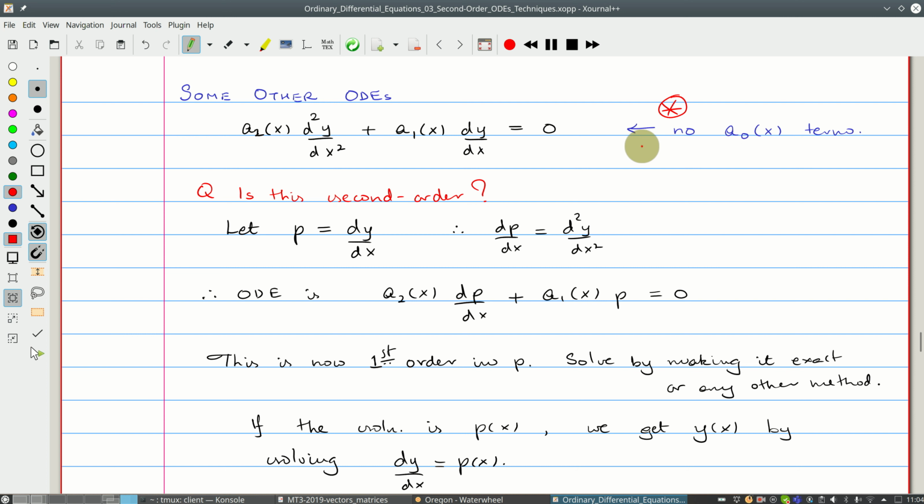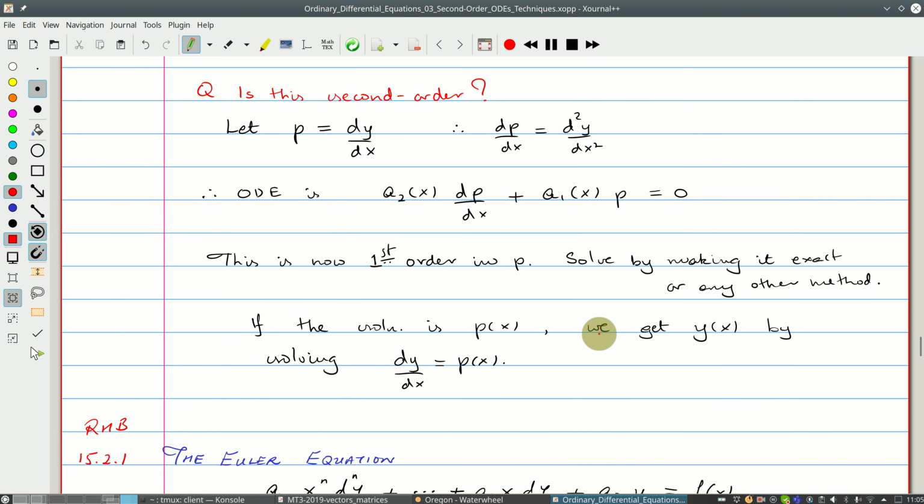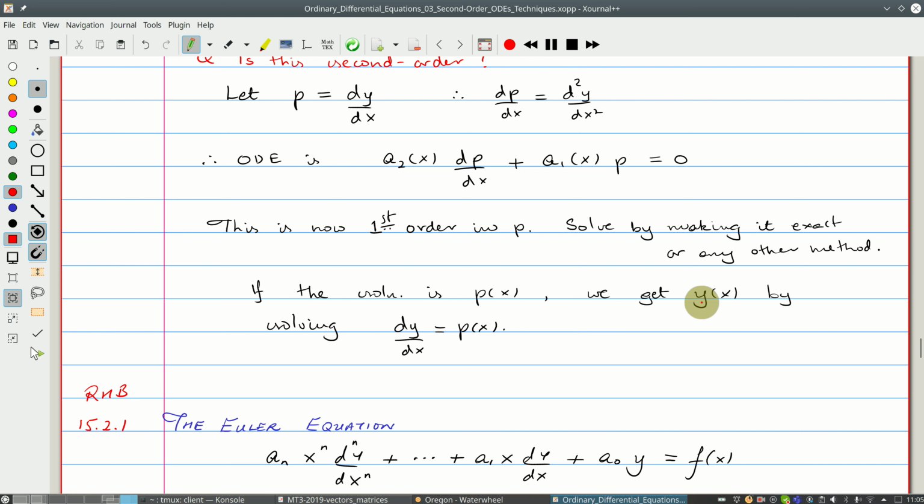Is this second order? Well, it looks second order for sure, but if we put p, which would be a function of x, to be equal to dy by dx, then dp by dx is the second derivative of y with respect to x. So what we can do is write this equation with p as the dependent variable, and it will be a2 times dp by dx plus a1 times p is equal to 0. Now it's first order in p, and we can solve this using any of the methods we have seen. Once you've got a solution for p, you have to remember that p is equal to dy by dx, so we need to solve for y by integrating this.